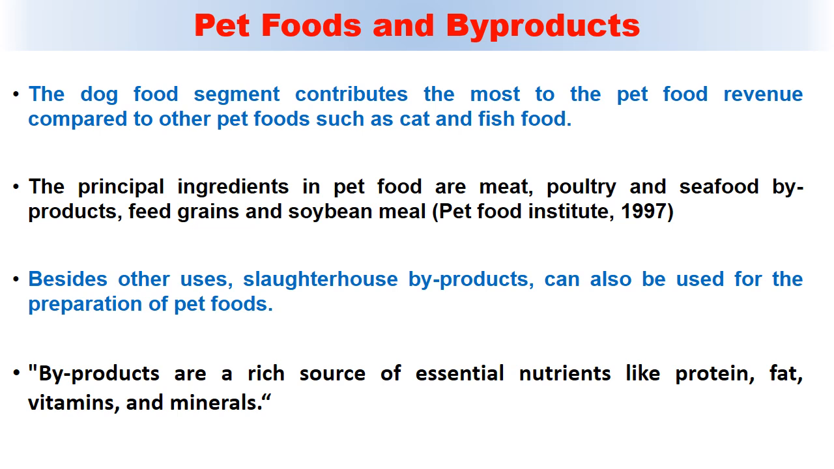For dogs and cats, the animal origin ingredient is very important. Besides other uses, slaughterhouse byproducts can be used for the preparation of pet food. Slaughterhouse byproducts are an important ingredient which can be used in all pet foods, and these byproducts are a very rich source of essential nutrients like protein, fat, vitamins, and minerals. I tried to emphasize this in the second lecture on the nutritional requirements of pets, to highlight that byproducts have an important scope to be used in pet food.